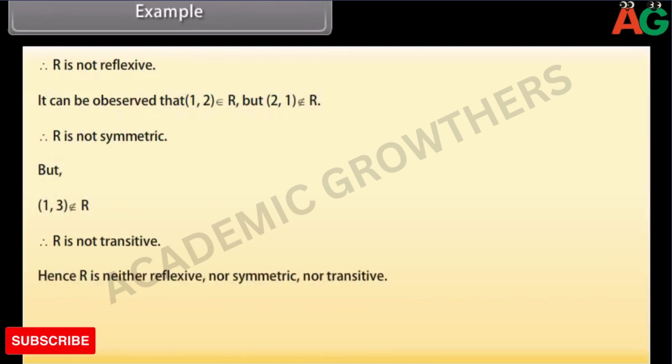Therefore, R is not symmetric. But (1, 3) does not belong to R. Therefore, R is not transitive. Hence, R is neither reflexive, nor symmetric, nor transitive.